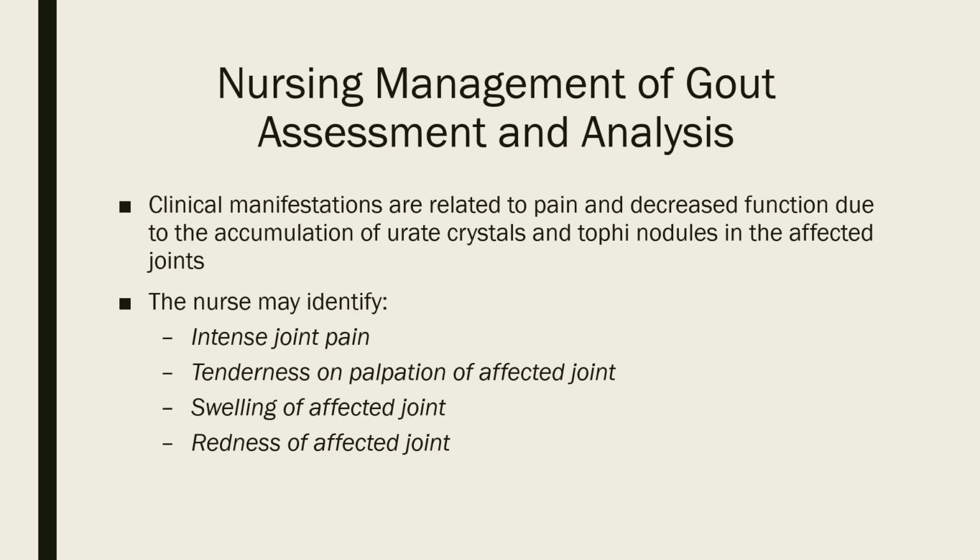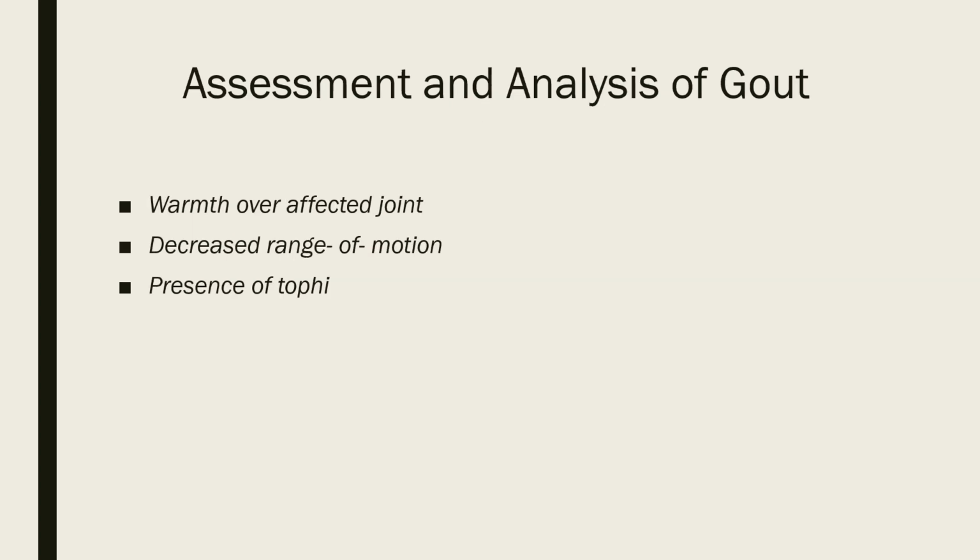So, nursing management of gout. Clinical manifestations are related to pain and decreased function due to the accumulation of the uric crystals and the tophi nodules in the affected joint. So, the nurse may identify intense joint pain, tenderness on palpation of the affected joint, swelling of the affected joint, redness of the affected joint, warmth over the affected joint, decreased range of motion, and then the presence of tophi.